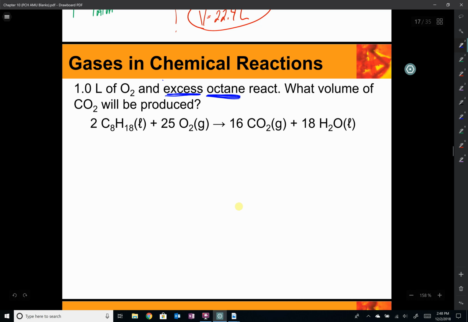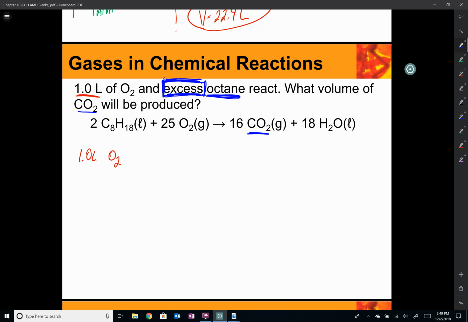So again, when you see this flag of the term excess, we're saying, hey, don't worry about limiting reagents. I am telling you what the limiting reagent is. If we have an excess of octane, that means the oxygen has to be the limiting reagent. It tells us we have 1.0 liters of O2, and it asks us how much CO2 will be produced. So we need to figure that out.